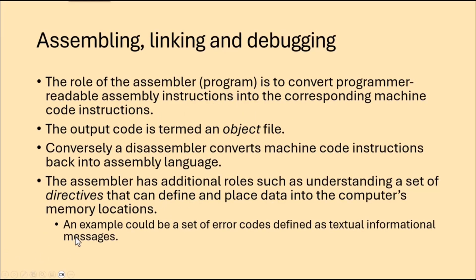The assembler's main role is to convert the programmer's readable assembly instructions, known as the source code, into the corresponding binary machine code instructions. We call this output code an object file. Object files have the .o suffix. A disassembler performs the reverse task, and will convert the machine code instructions that we've just generated back into the source assembly language. The assembler also has some additional responsibilities.